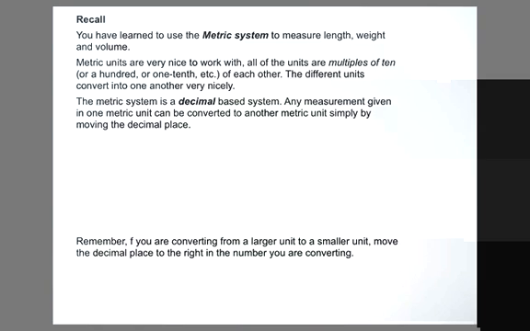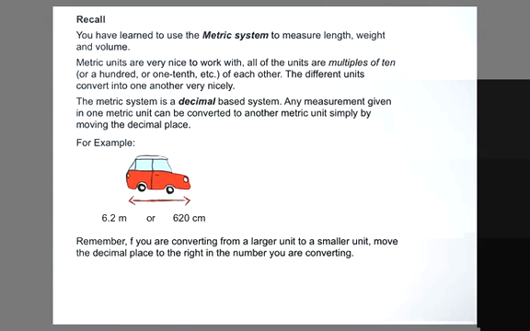Remember, if you are converting from a larger unit to a smaller unit, move the decimal place to the right in the number you are converting. For example, the length of a car is 6.2 meters, or 620 centimeters.